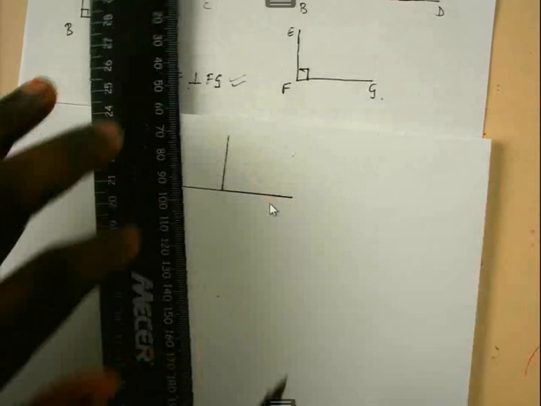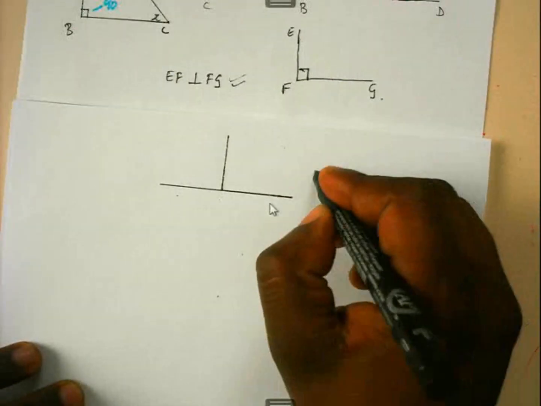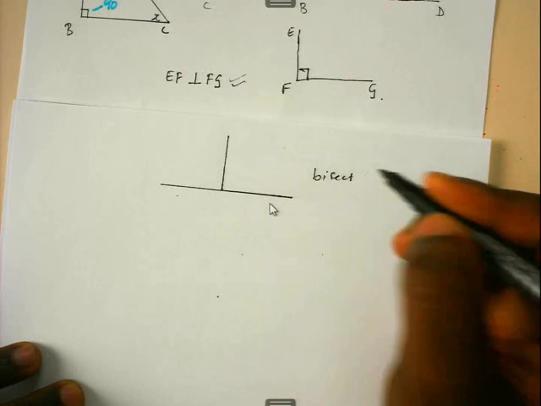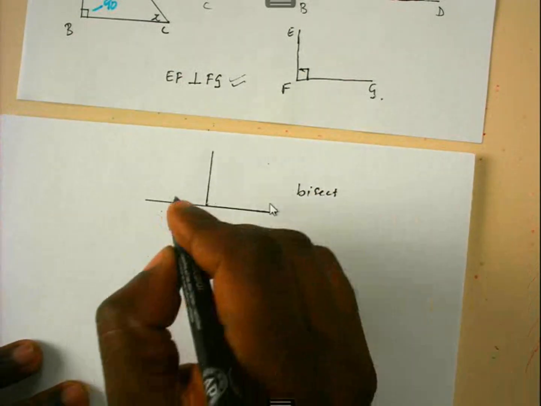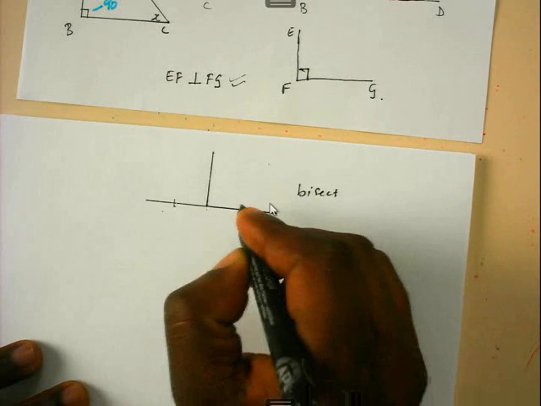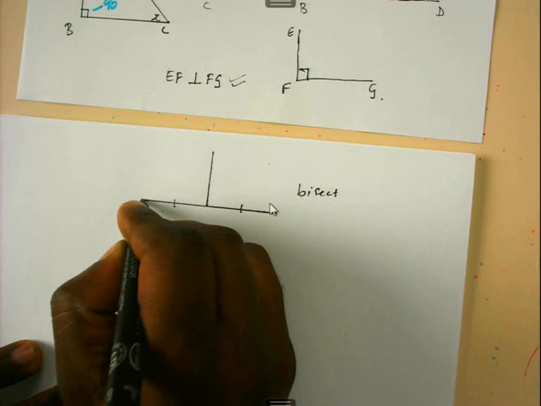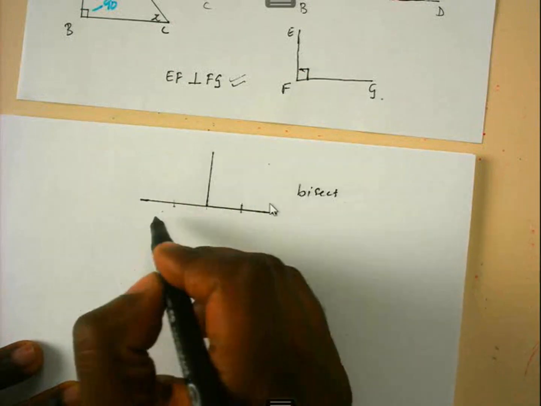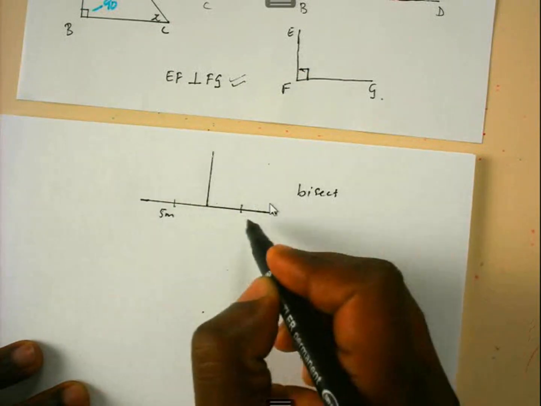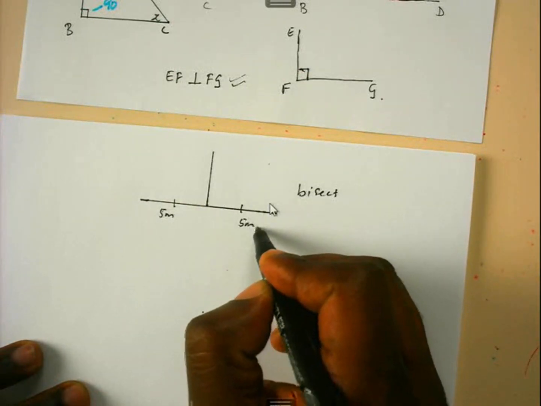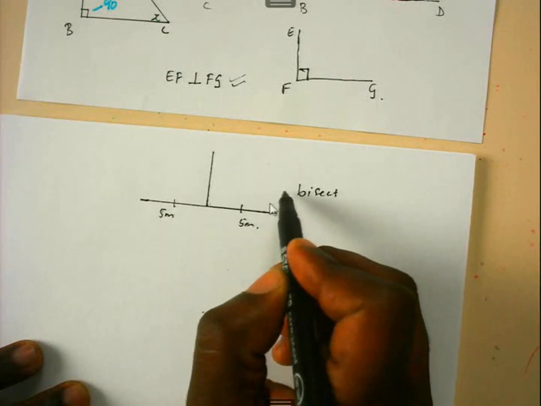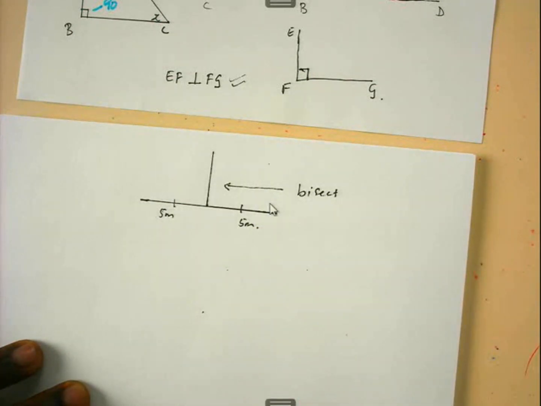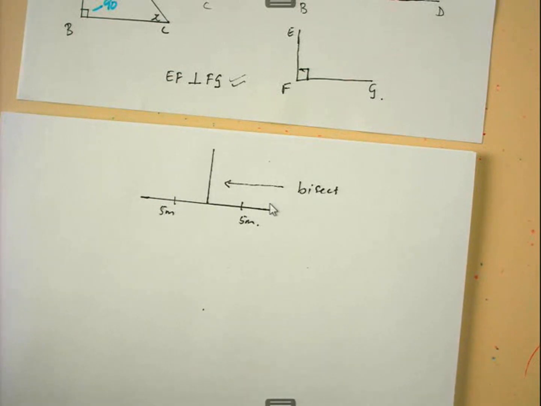Bisect, right? I'm talking about the word bisect. Bisect, it means what? It means that this line cuts this other line into two equal halves. If this part is 5 meters, this part will also be 5 meters. Hence we say this line bisects the other line. Bisect means it cuts that other line into two equal halves.